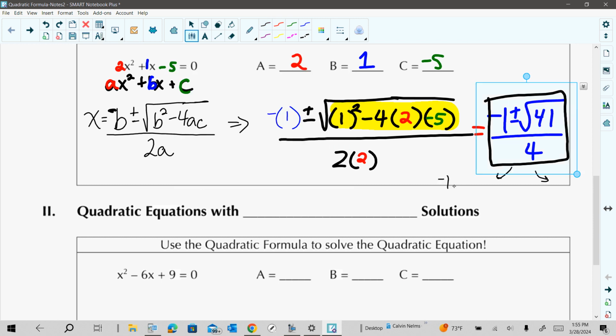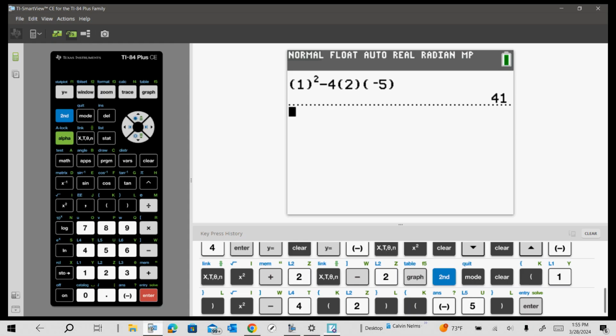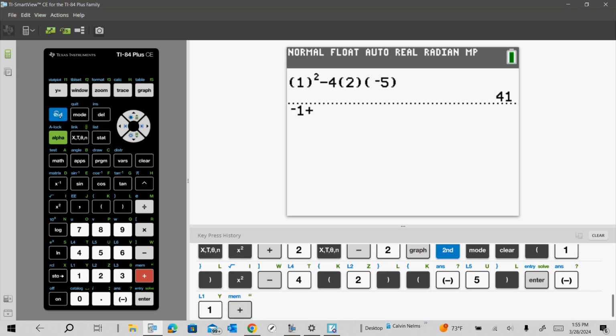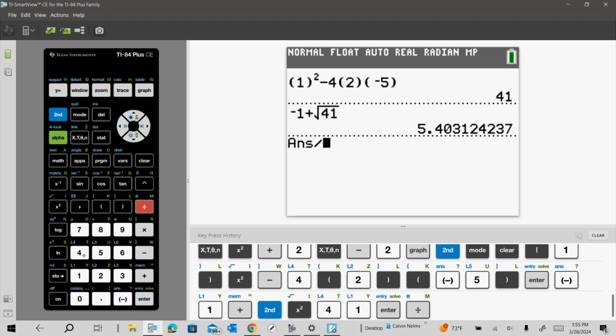One is saying negative 1 plus the square root of 41 over 4, and the other one is saying negative 1 minus the square root of 41 over 4. So we're going to put that in the calculator to get the approximate answer. We have negative 1 plus the square root of 41. We enter that, and then we divide it by 4.